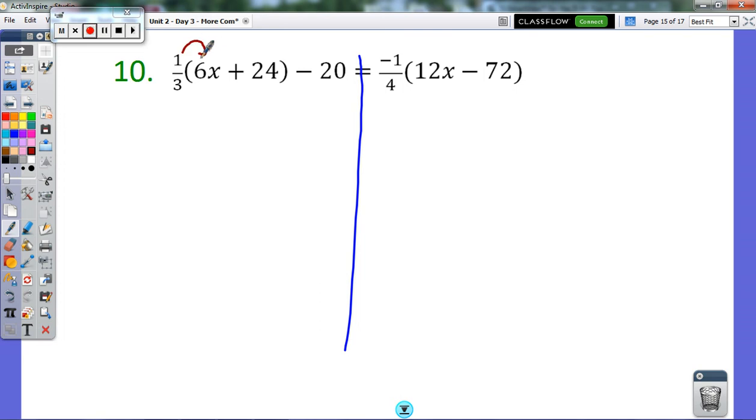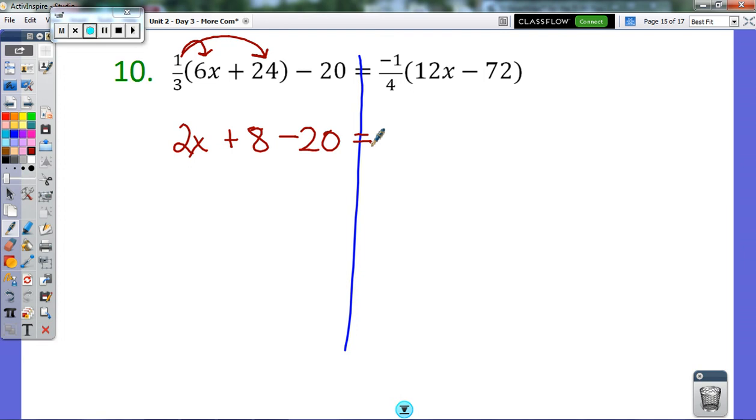Guys, 1/3 times 6. If you type that in the calculator, 1/3 times 6x, it's going to give you a 2x. Well, what's 1/3 times 24? Type it in. Yeah, it should give you an 8. So we're going to bring down plus 8. Now we're at the end of the parentheses, so I'm just going to bring down minus 20. So all I did was distribute that fraction, and they all went away. The fractions kind of cleared on their own.